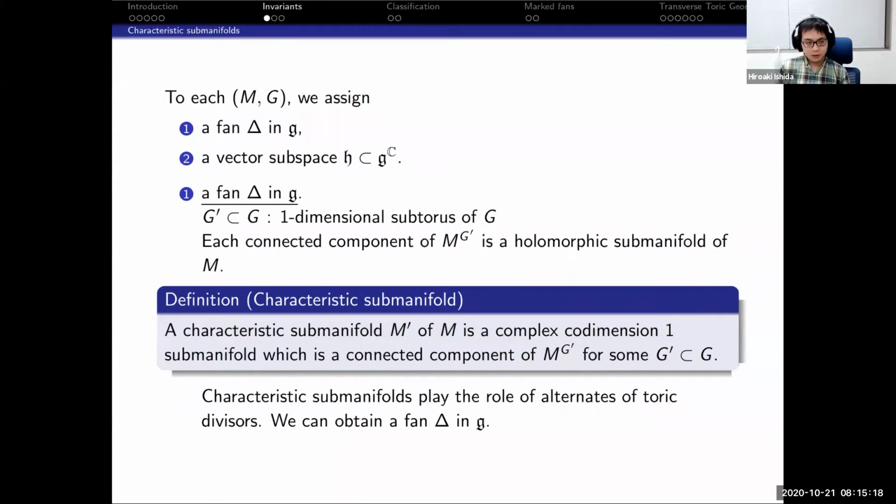So using characteristic submanifolds, we can obtain a fan in this vector space. Okay. So this is the fan for our manifold.